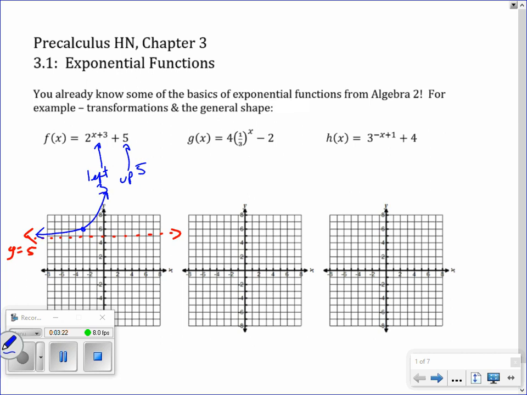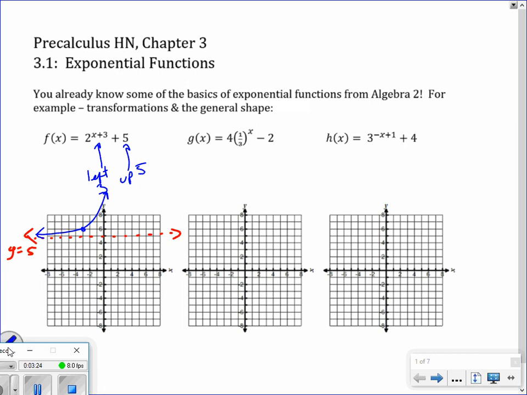Now, you can always find the y-intercept really easily. If you want the y-intercept, you plug in 0 for x. So if I put a 0 right here, I get 2 to the 3rd, which is 8, and 8 plus 5 is 13. So the y-intercept is (0, 13). This one doesn't have an x-intercept, so I wouldn't have to find it.